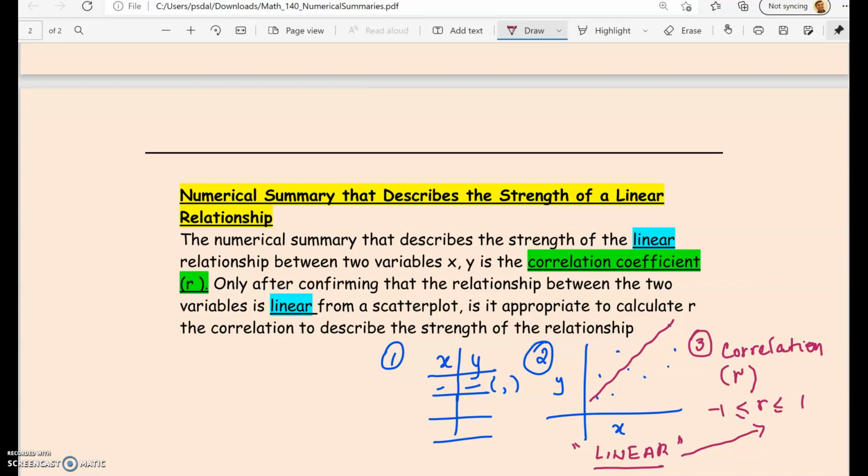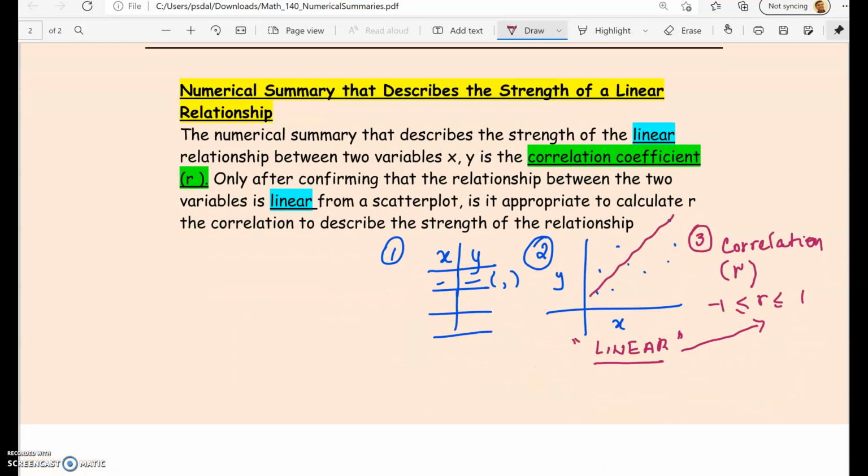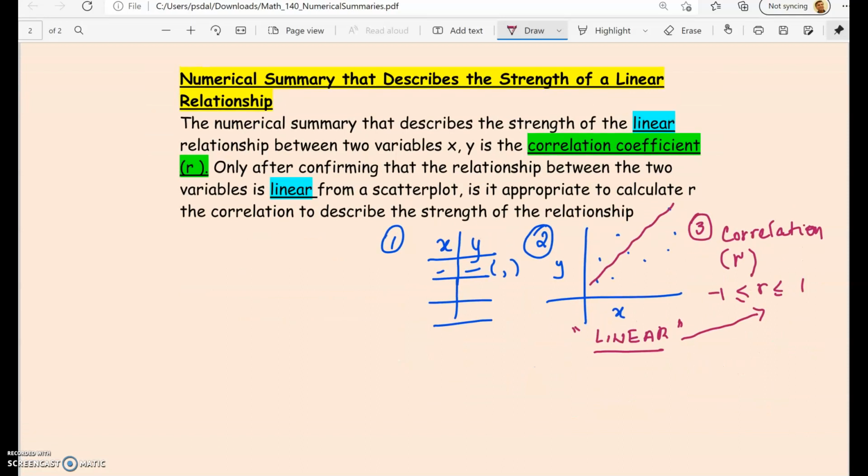If we want to know the strength of that linear relationship, then we calculate R. So R could be anywhere between 0 and 1 for a positive relationship, and it could be anywhere between -1 and 0 for a negative relationship. The closer it is to 0, the weaker the relationship. For strong relationships, we want it to be closer to either 1 in the case of a positive relationship or -1 in the case of a negative relationship.